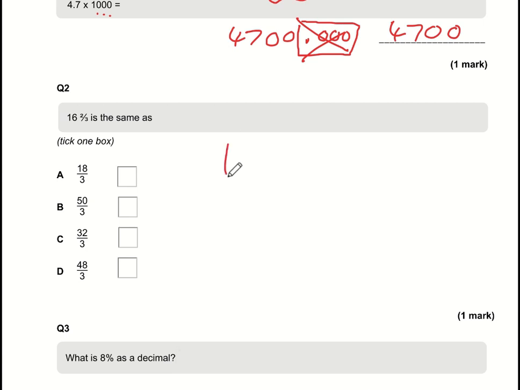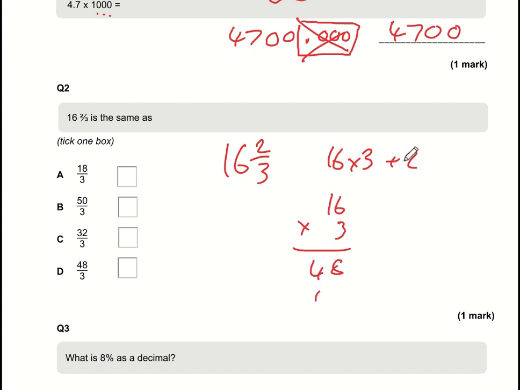Okay, so here we've got 16 and 2/3, so we're trying to turn this mixed number into an improper fraction. The number on the top is going to be 16 times 3 plus 2. If you can't do that, use a column method. 6 3s are 18, carry 1. 1 3 is 3 plus 1 is 4. 48 plus 2 is 50. So that is 50 over 3, which is B.